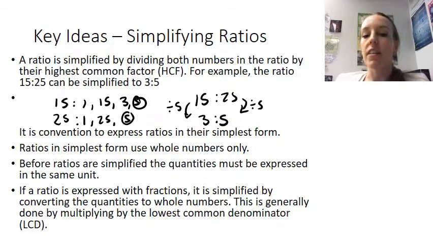And ratios in the simplest form use only whole numbers. So you can't go into the decimals, you have to keep it as whole numbers. And if you start with a decimal, you should probably go the opposite way. So before ratios are simplified, the quantities must be expressed in the same unit. So always the same units, otherwise we can't really simplify them if we're comparing two different things. So if a ratio is expressed with fractions, it is simplified by converting the quantities to whole numbers, and the way we do that is we just multiply them by the lowest common denominator.